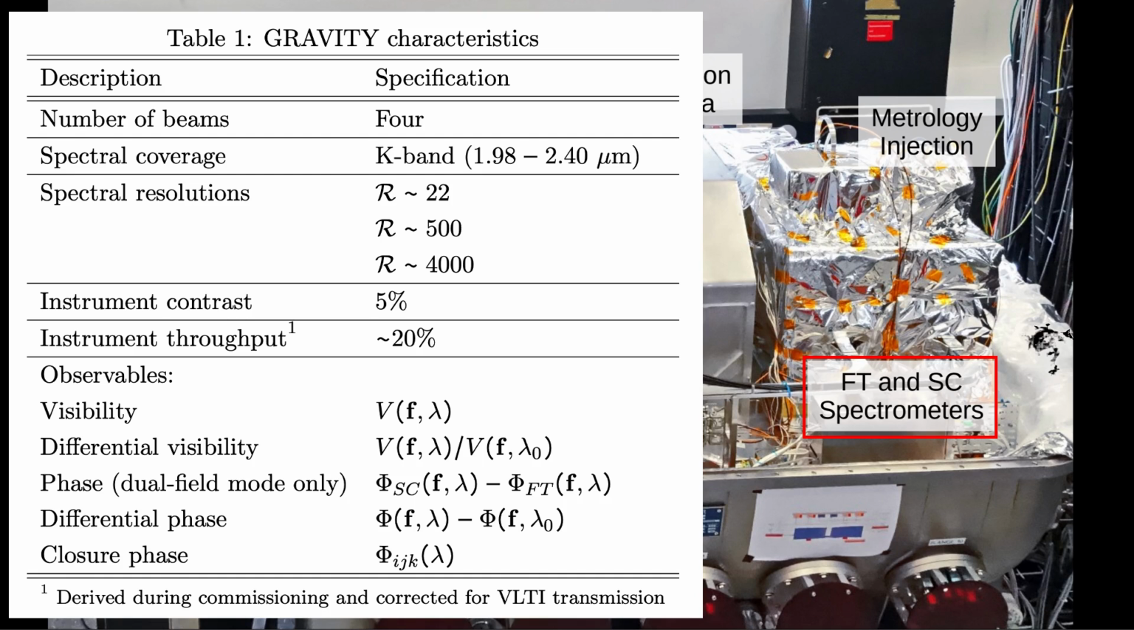The science channel records the spectrally dispersed interference fringes across the K-band. This channel benefits from the stability provided by the fringe tracker, allowing for long exposures. The science spectrometer offers 3 distinct spectral resolutions: low of 22, medium of 500, and high of 4000.